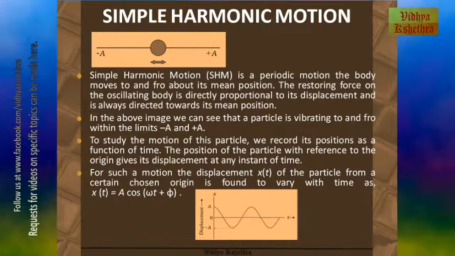For such a motion, the displacement x of t of the particle from a certain chosen origin is found to vary with time as x of t is equal to A cos(omega t plus phi). And the graph shows the variation of displacement as a function of time.